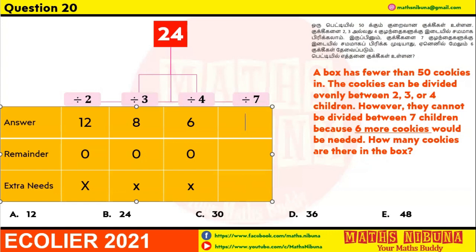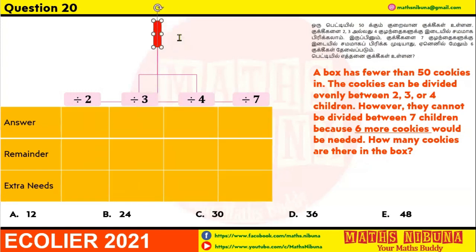24 divided by 7: 7 times 3 is 21. So balance 3, remainder 3. So if I want to fulfill the cookies to all the students, I must add another 4, because this is 7. It means this plus this must be 7. Okay, that means this is also not fulfilling the question. So we test with the third answer.